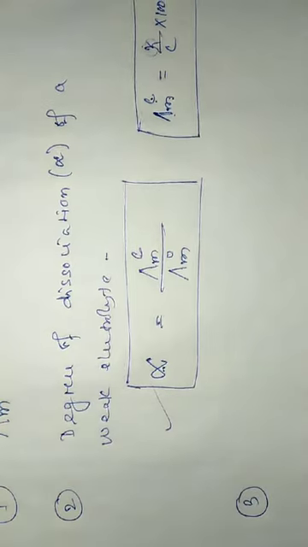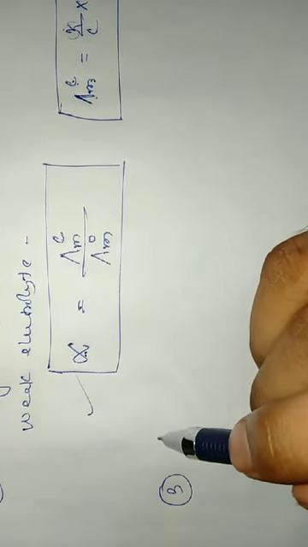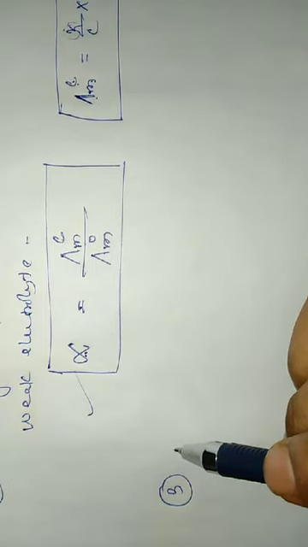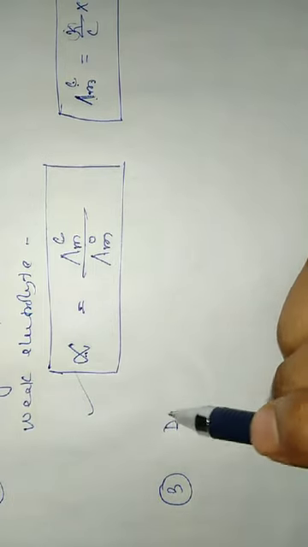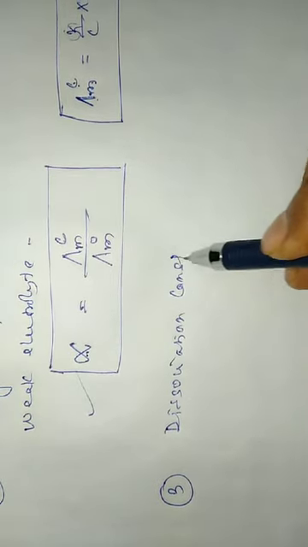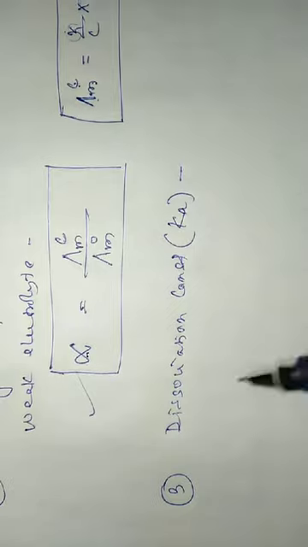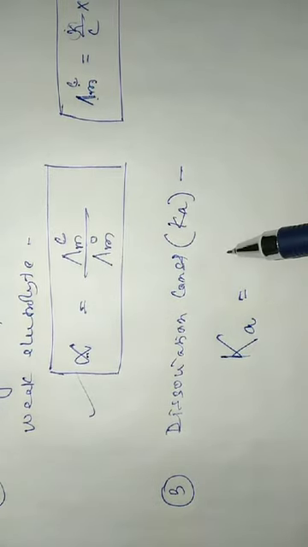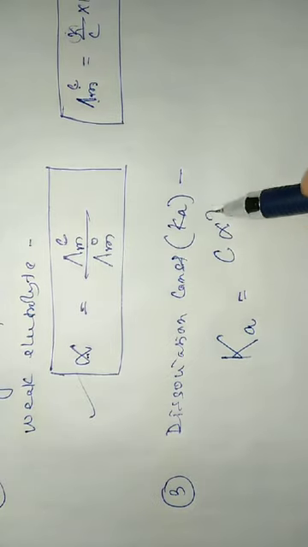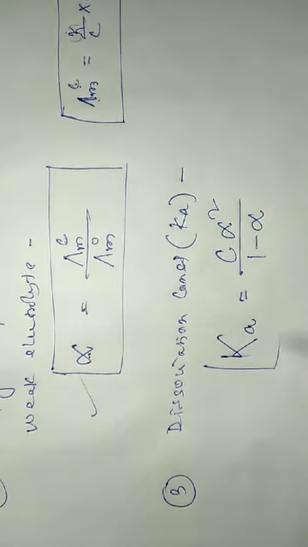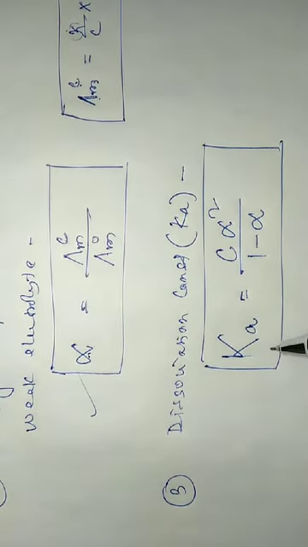Third application of the Kohlrausch law. With the help of Kohlrausch law we can find out the dissociation constant, which is denoted by Ka, of an electrolyte. So the dissociation constant Ka of an electrolyte you can find out with the help of this relation: C alpha square divided by 1 minus alpha.